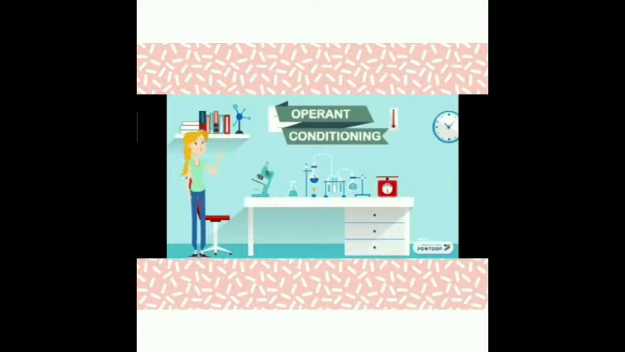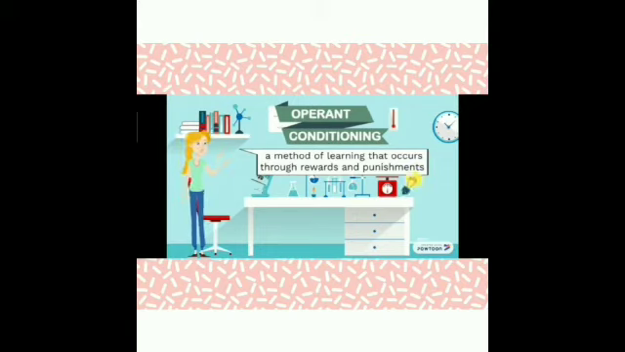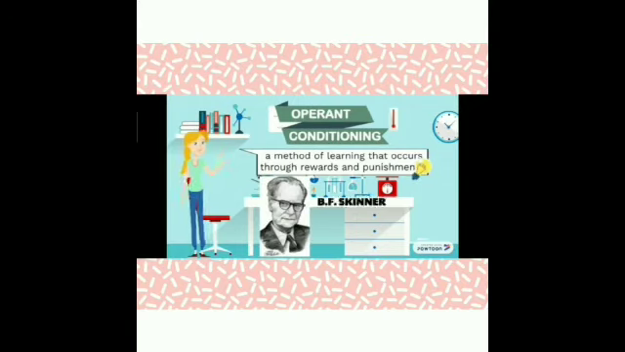Operant conditioning. Operant conditioning is a method of learning that occurs through rewards and punishment to behavior. This way of learning was discovered by B.F. Skinner, the father of operant conditioning. B.F. Skinner presented operant conditioning by carrying out several experiments on animals. He used a Skinner box created by himself.